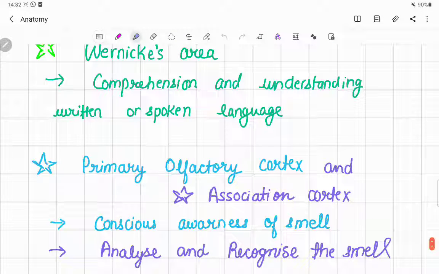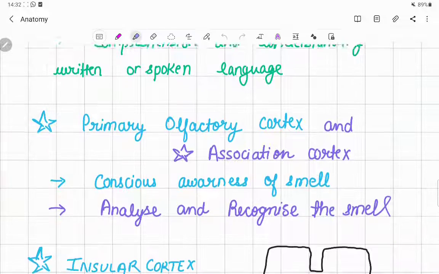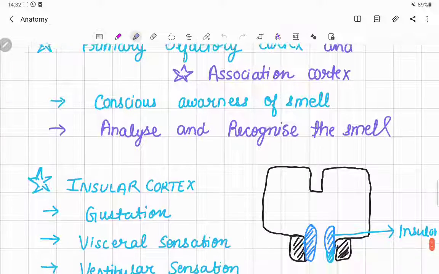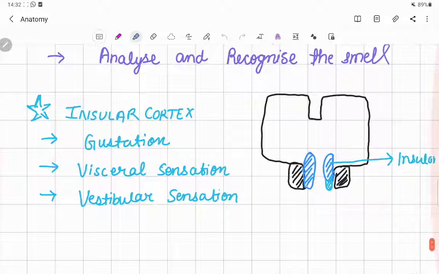Now let's see the brief function of the primary olfactory cortex and its association cortex. It is responsible for conscious awareness of smell, and the association cortex helps to analyze and recognize the smell. This is clear. Now let us talk about the insular cortex, which has three main functions. That is, it is responsible for gustatory sensations, visceral sensations, and vestibular sensations. You have to remember this, the three basic functions of the insular cortex, which can also be considered as a separate fifth mini lobe of the brain.